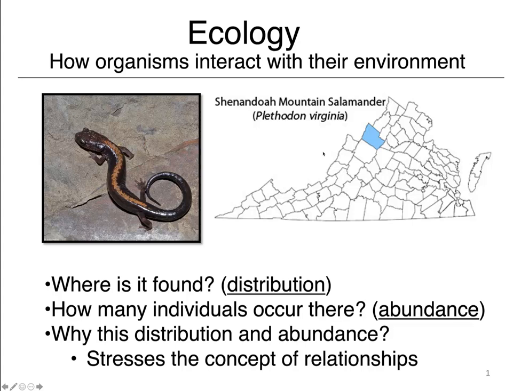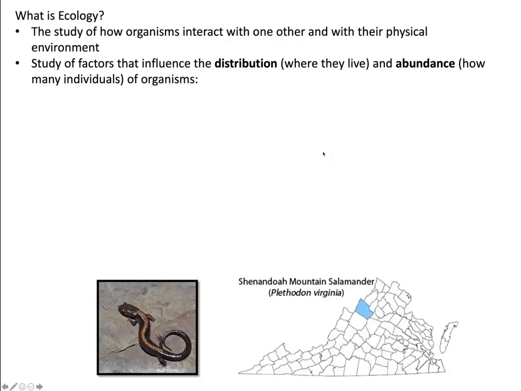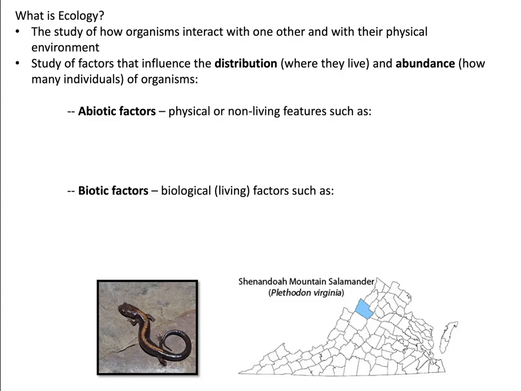And so when we talk about ecology, the more formal definition is it's the study of how organisms interact with one another and with their physical environment. And when we say physical environment, we're talking about the non-living parts of the environment. And typically, ecologists study factors that influence the distribution and abundance of organisms. Those factors can be broken down into two major types: abiotic factors and biotic factors.